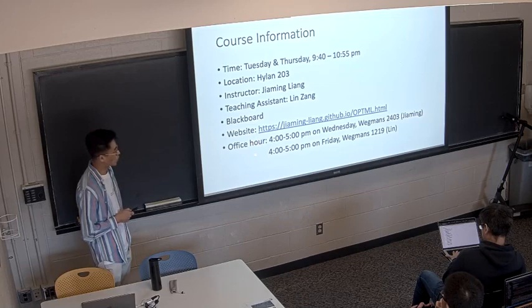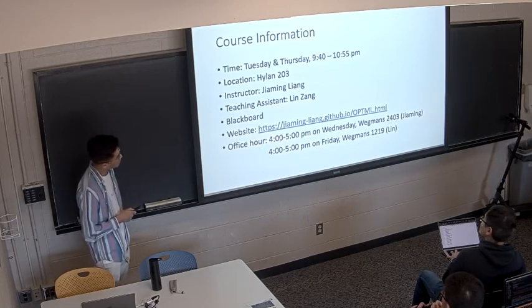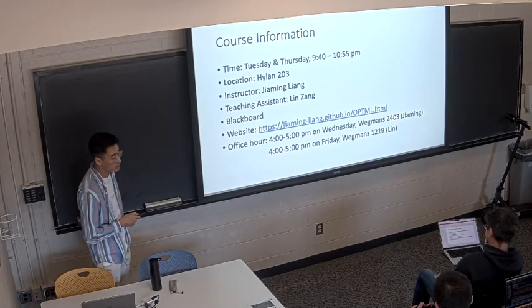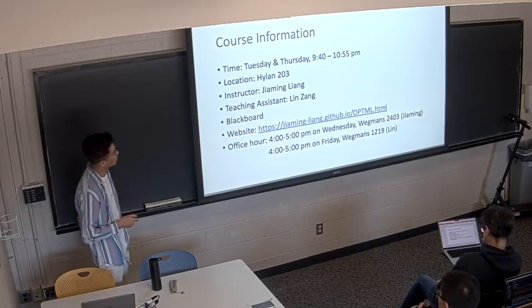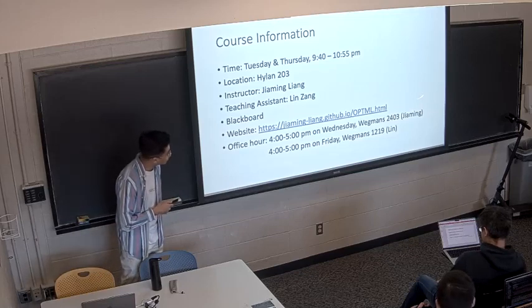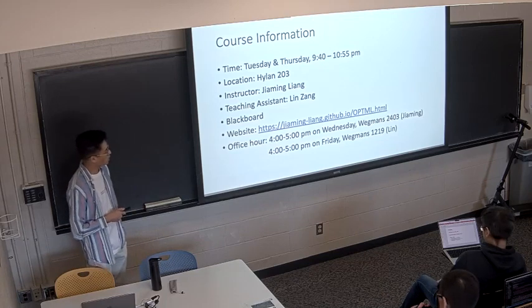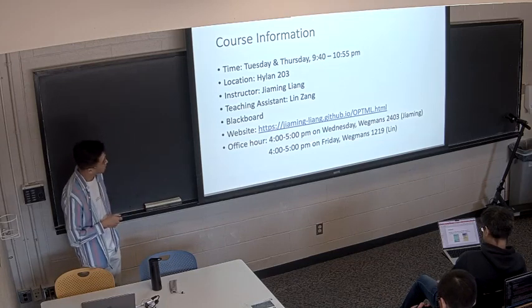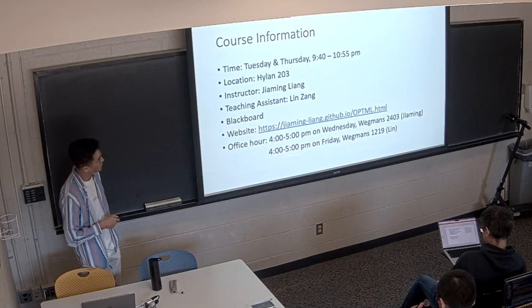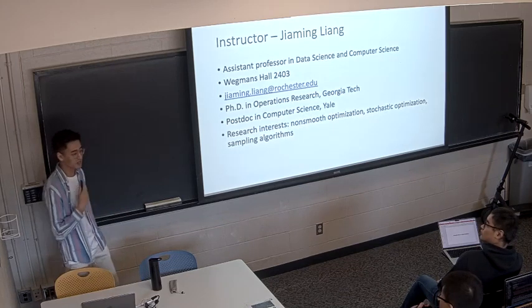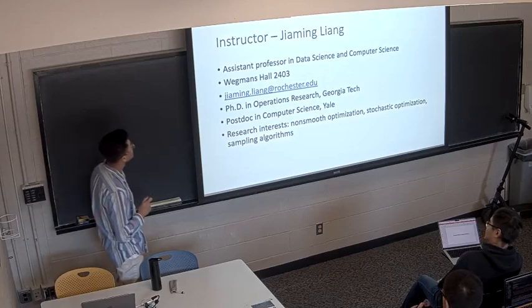And we have 2 office hours. The first one is Wednesday from 4 to 5 p.m. This is in my office, Whiteman's Hall, just across the quadrangle there. It's Whiteman's 2403. Another office hour is by our TA Lin. This is on Friday, same time, 4 to 5 p.m., in the student room for data science in Whiteman's Hall, 1219. Sorry, I was running just now to bring my computer, so I'm not speaking very well now.